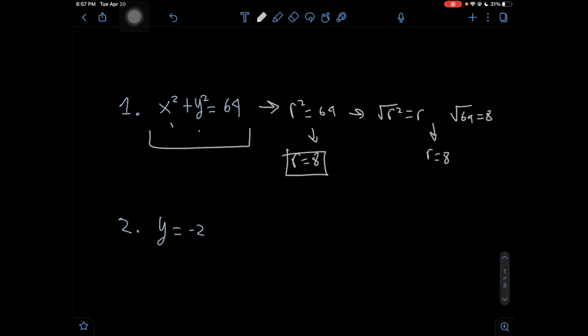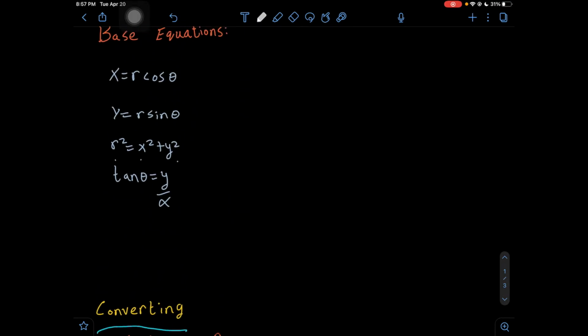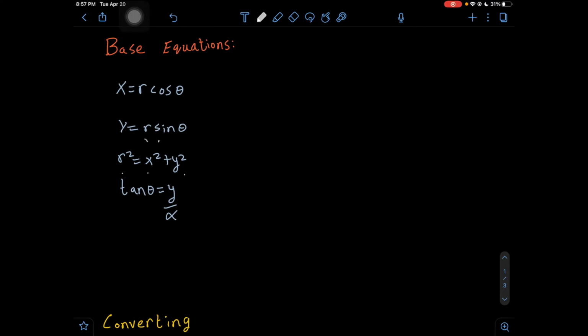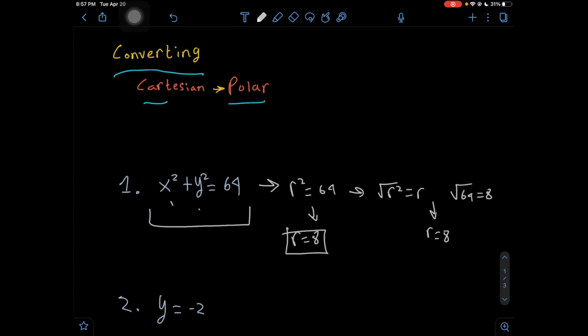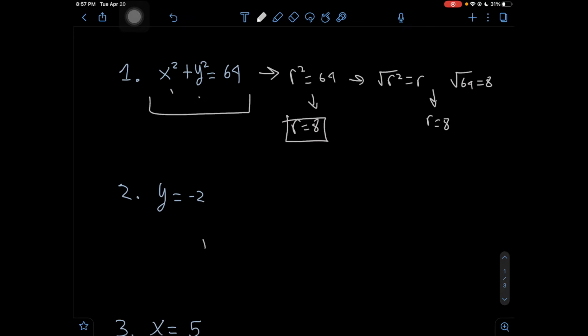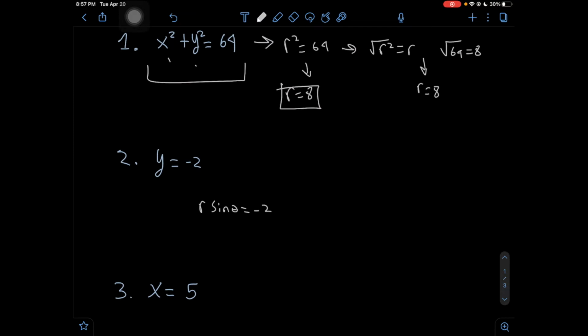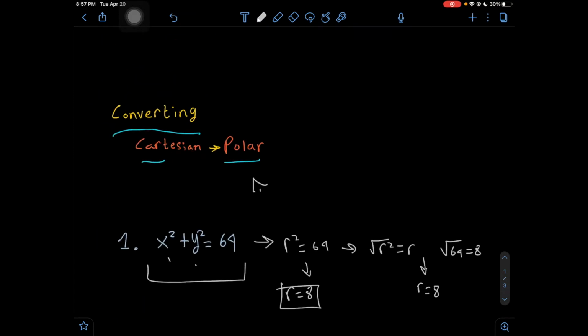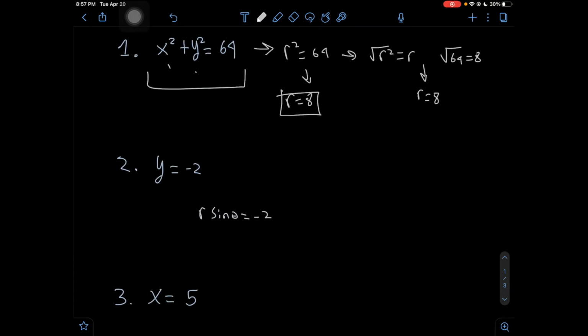Number 2 says y equals negative 2. If we go back to our base equations, we know that y equals r sine theta. Let's substitute that in and see what we get. So now we have r sine of theta equaling negative 2. Again, we want to isolate r because we are converting into a polar equation where r is our main value. So we're going to divide both sides by sine theta, or multiply both sides by 1 over sine theta, whatever you feel is easiest for you. I'm going to do division.